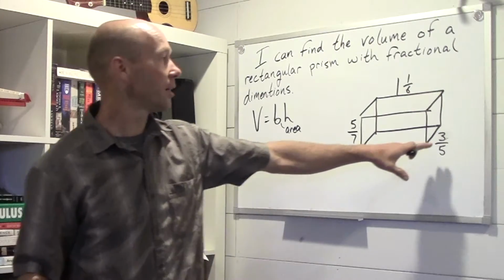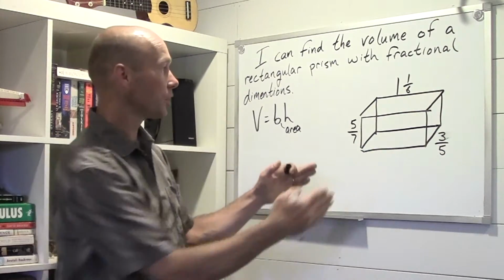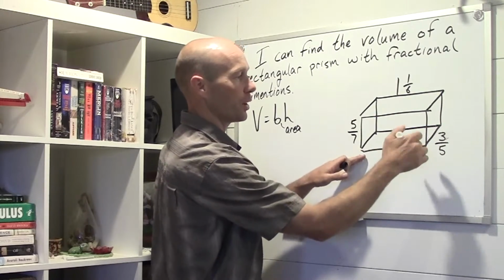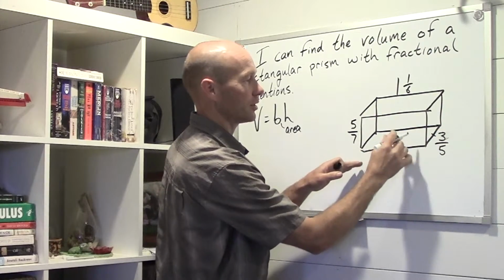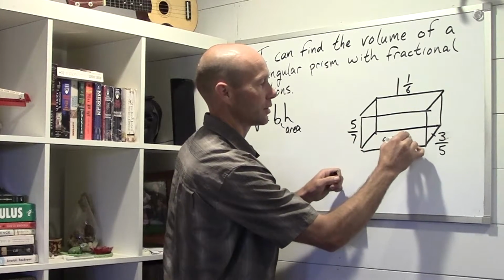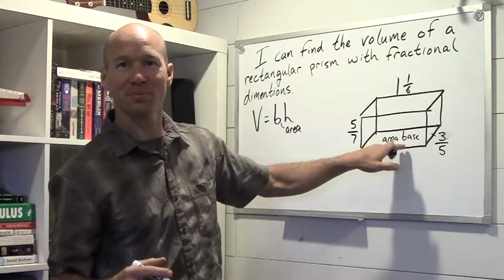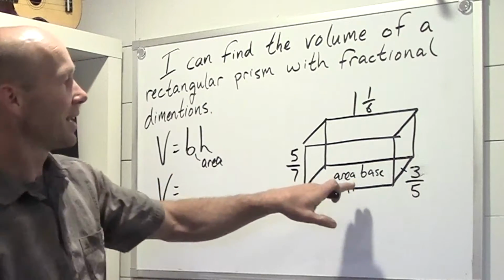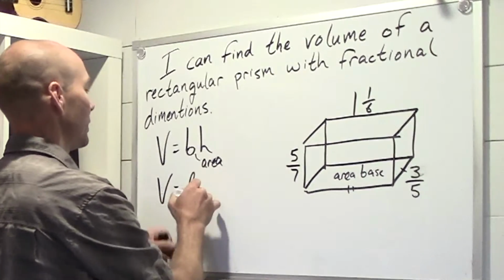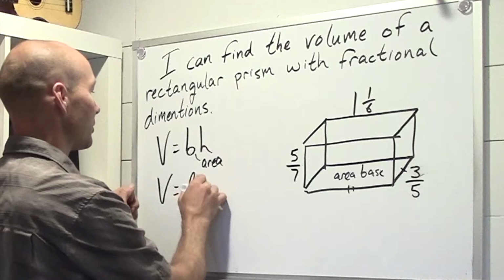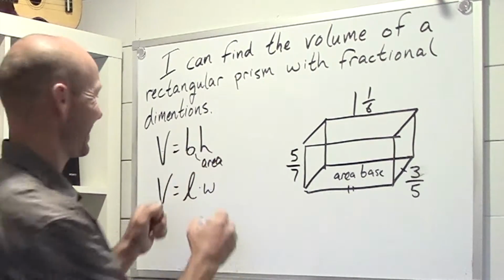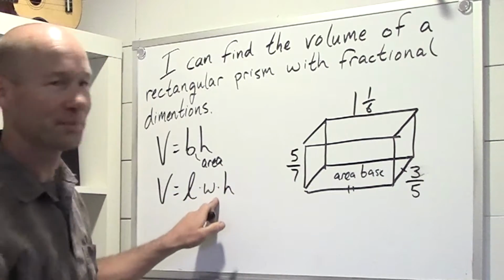How do we find the area of the base? Well, we are just multiplying the length right here by the width, this side by this side, and we are going to get the area of the base at the bottom. The volume equals, first off, the length, this length, times the width, and then we're going to multiply that by the height.